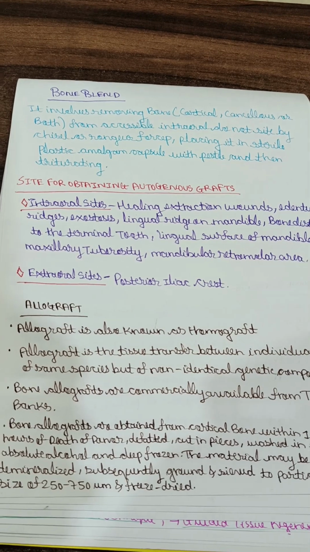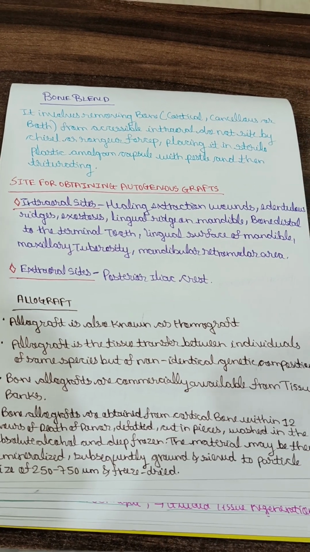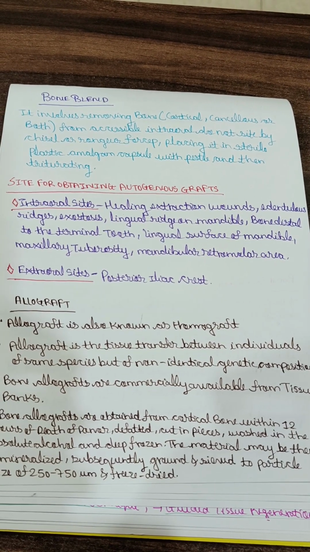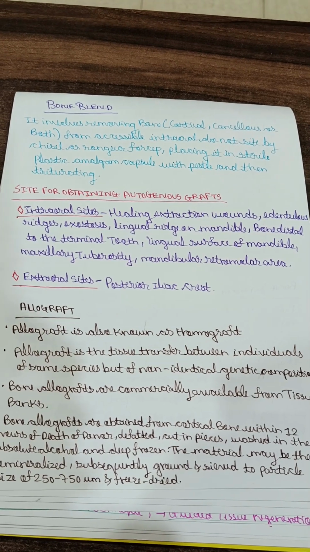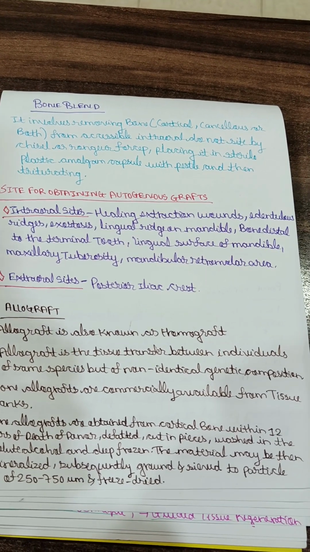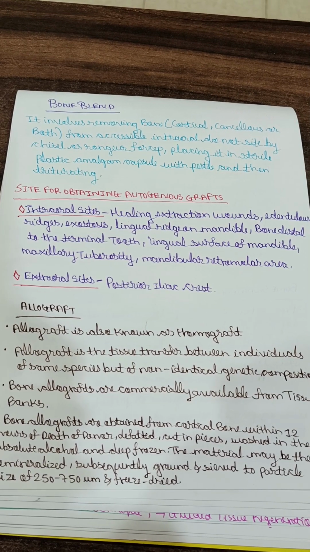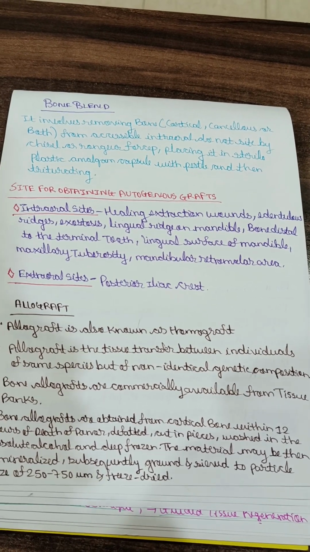Now, what is an allograft? Allograft is also known as the homograft. Allograft is the tissue transfer between individuals of the same species but of non-identical genetic composition. Bone allografts are commonly available from tissue banks.